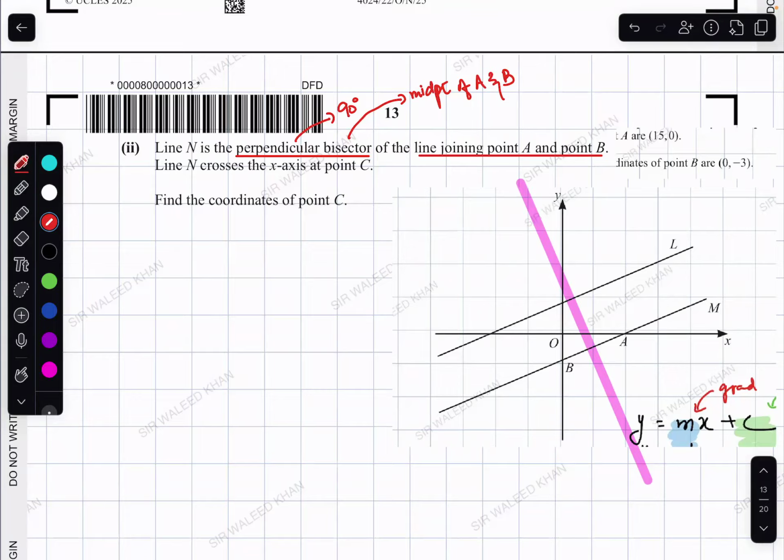And line N crosses the x-axis at point C. So let's say this point is C. They are willing to find the coordinates of the point. So to do that, we have the gradient of line AB. Let's say that is M1, which is 1 by 5.